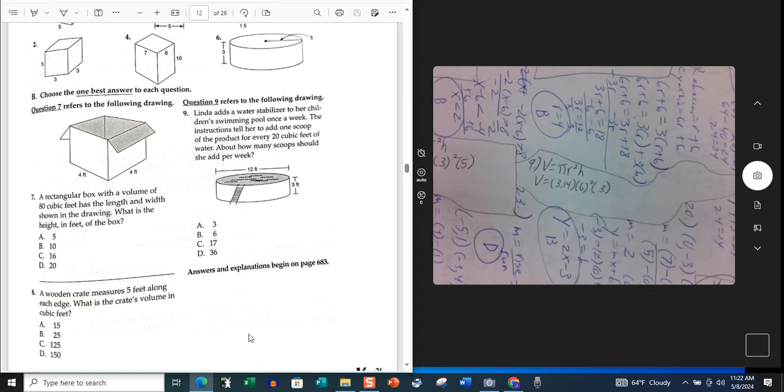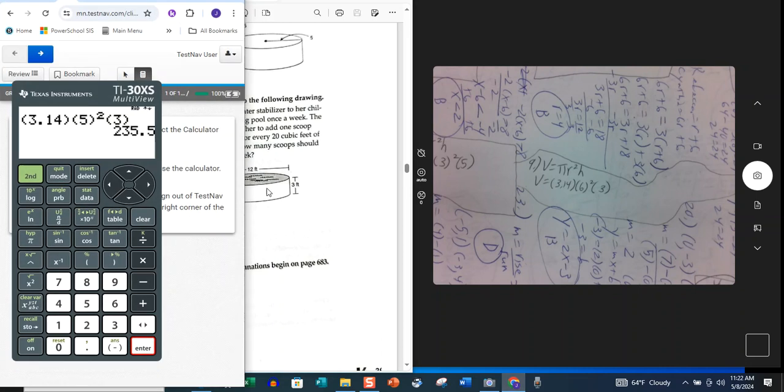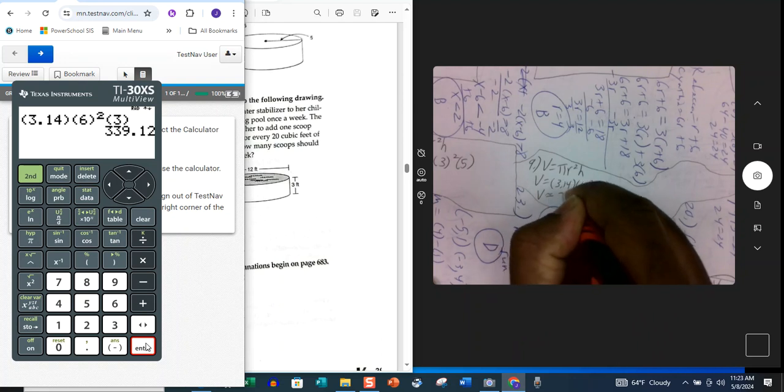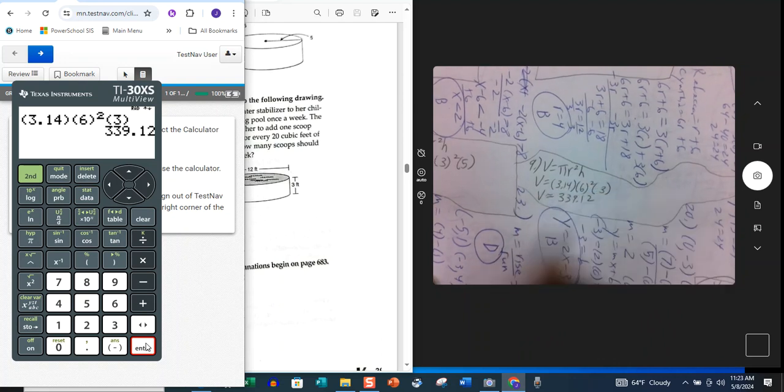Now we're going to put this in our calculator. So we will have parenthesis 3.14, close our parenthesis, parenthesis 6. Then we would take it to the second power times parenthesis 3. And that would give us 339.12. So your volume is approximately 339.12.